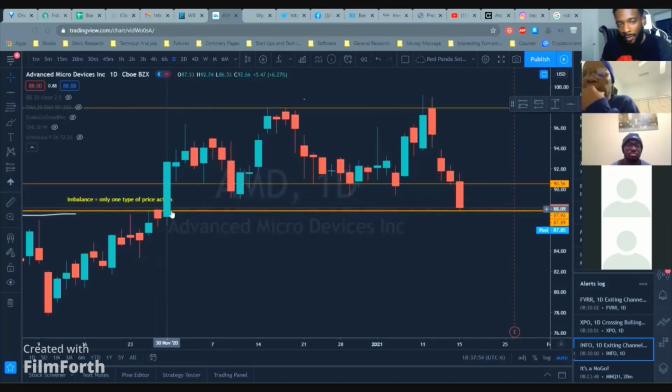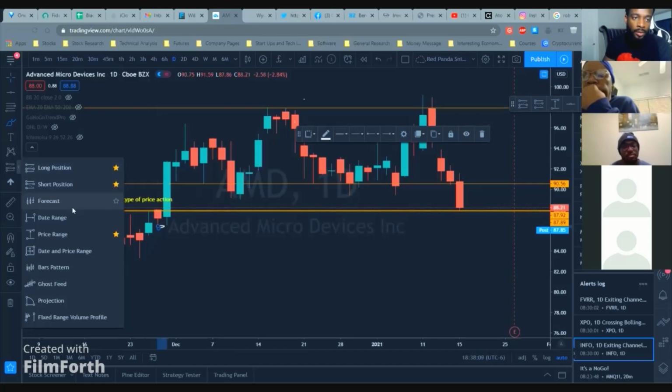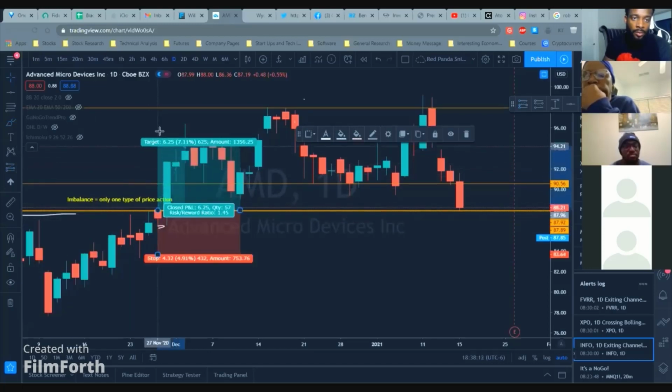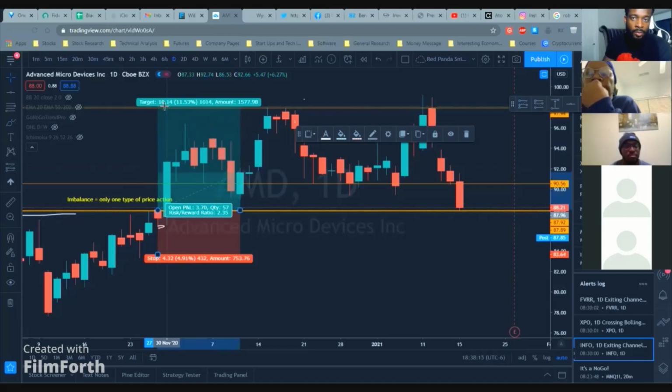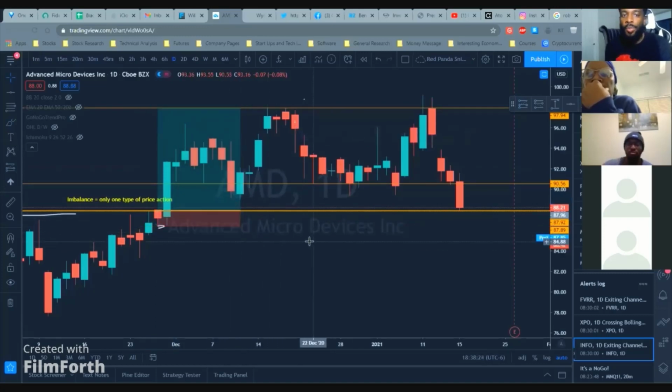So it would be the open of this, and my stop loss, if I was playing with a stop loss, would be at the bottom of this candle. That's how we get what we call a high risk reward ratio. Based on the previous resistance and my stop loss, my risk reward ratio was about 6.48.